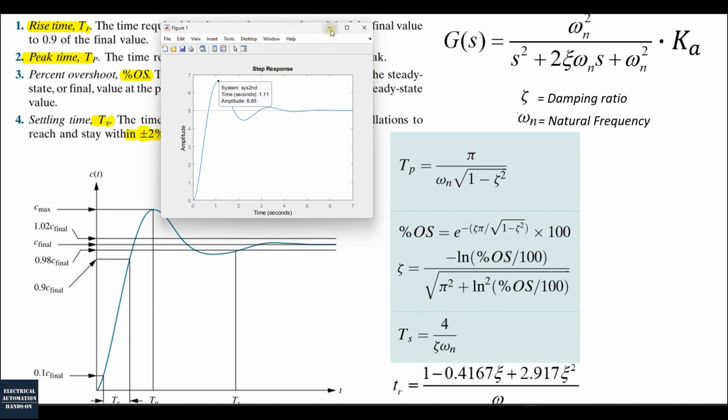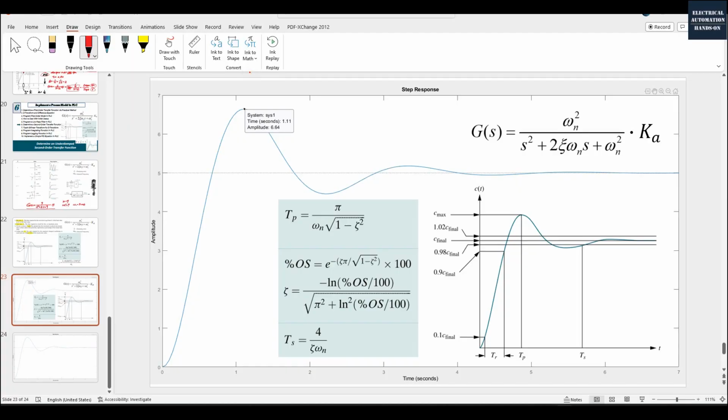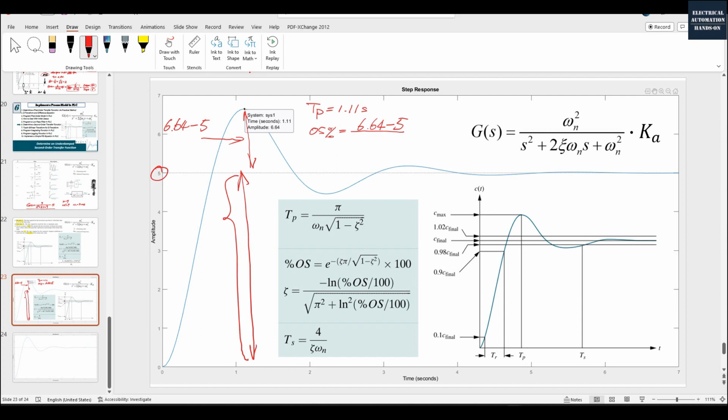And I will use another slide. All right, according to this time response, here I will write down the TP is equal to 1.11 second. And the OS percent is equal to this area over this. Okay, so this area equal to what? This area equal to 6.64 minus 5. Okay, so it is minus 5. And the denominator is this area, so it's equal to 5 here.